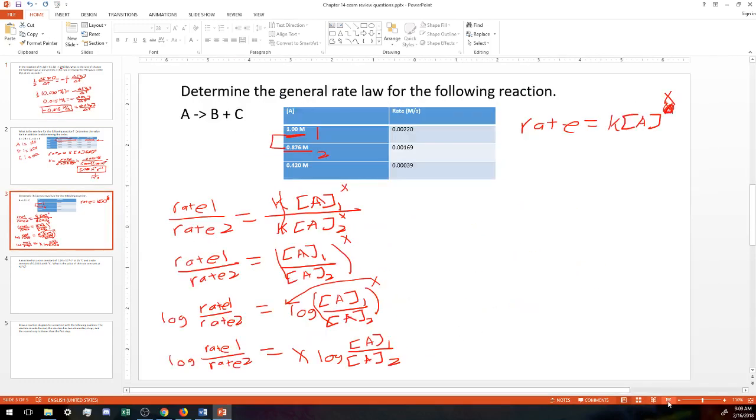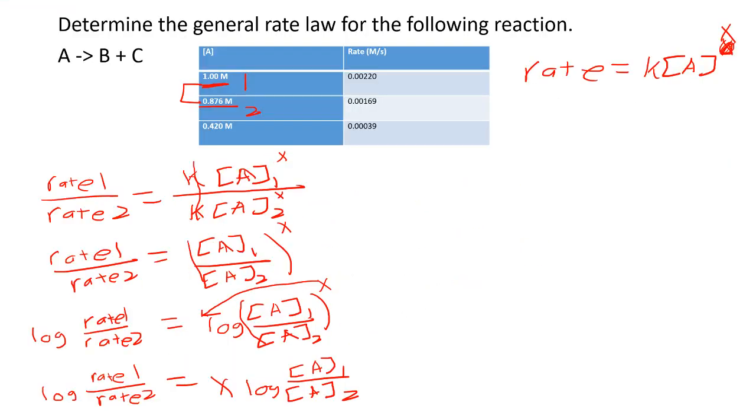Okay. Sorry about that. So now we've got our equation of log rate 1 over rate 2 equals x log A1 over A2. So now I'm going to go ahead and plug my numbers in. That way I can make it easier to solve. So when I do that, I'm going to get that we have log of 0.00220 molar per second. We're going to divide this by 0.00169 molar per second. And you'll notice the molar per seconds are going to cancel.